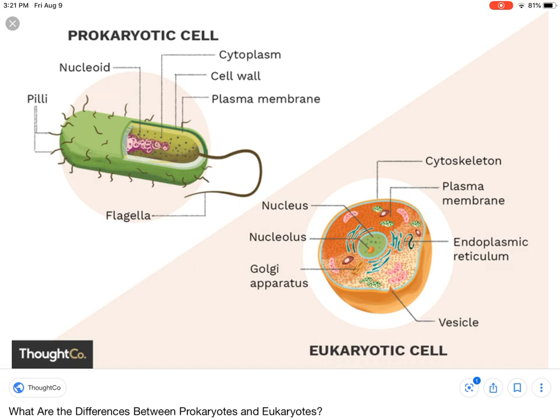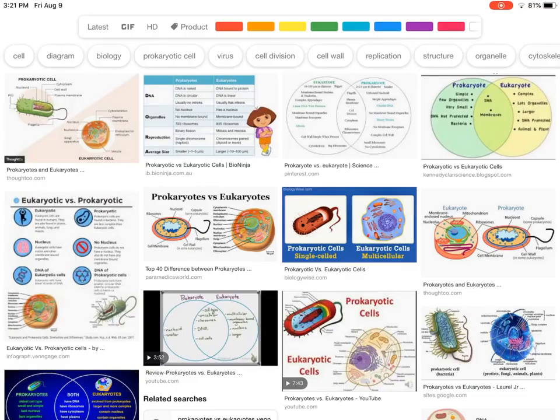Whereas the eukaryotic cells, you don't see as much of that kind of locomotion on it, because usually eukaryotic cells are all clumped together to make like a kangaroo or something.